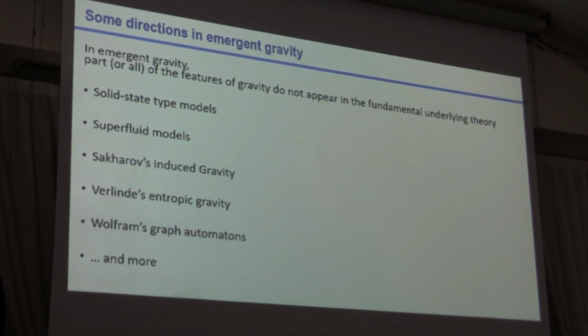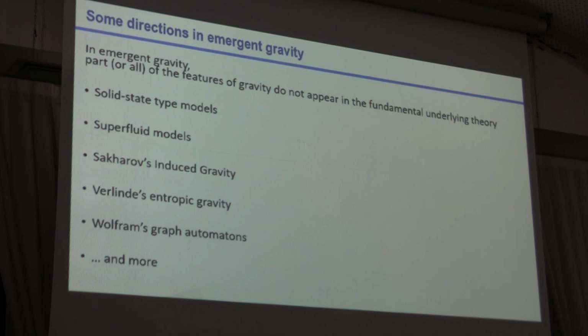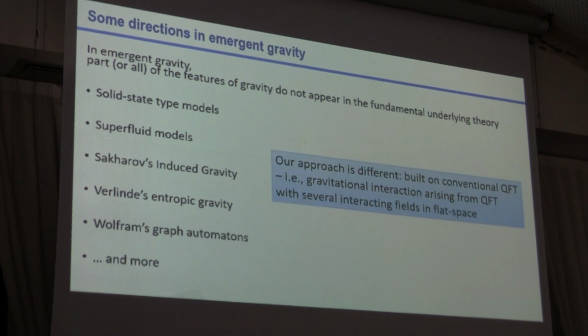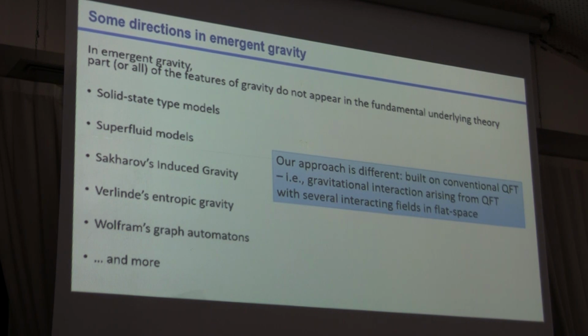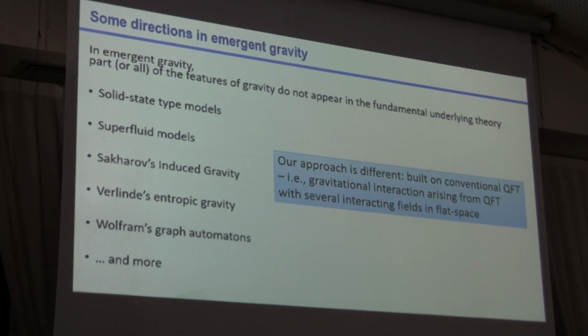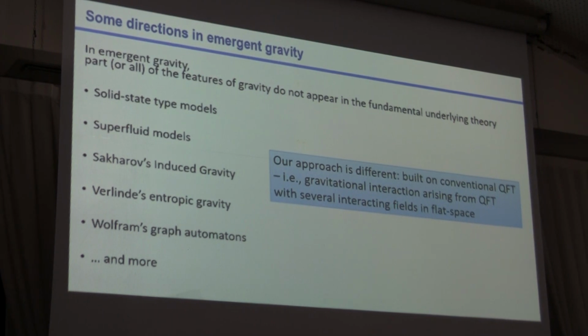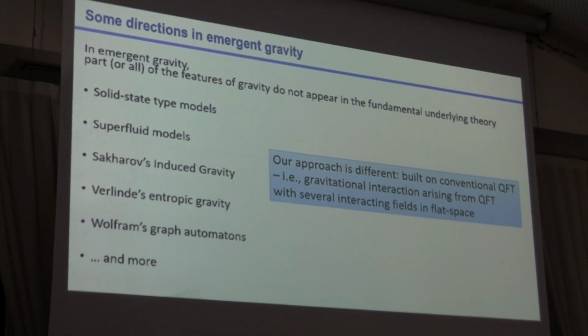So, back to the talk, I want to say something about emergent gravity in more general terms. Because emergent gravity theories are a wide range of things, and they go in very many different directions. We mentioned a few of them here. But our approach is different in the sense that it's building on conventional quantum field theory. In a sense, it's much simpler. It takes the gravitational interaction as arising from quantum field theory with just one or more interacting fields in flat space. That's basically where we want to bring it from.